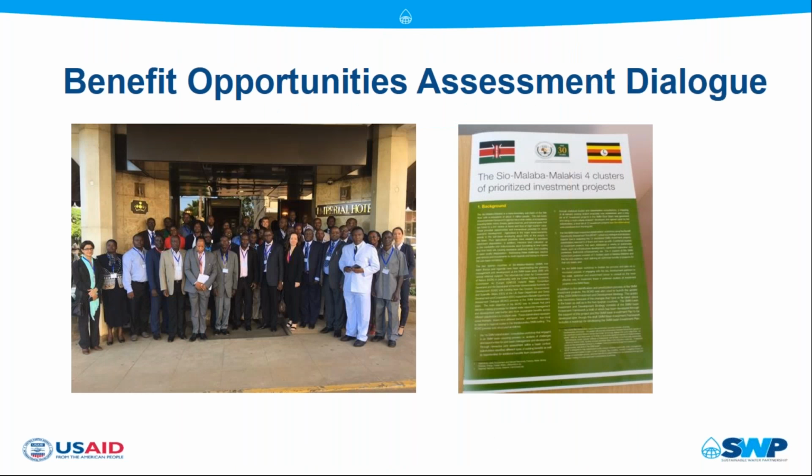We actually joined working in this basin in around 2017, so 3 years ago. And we decided to focus on activities in the basin around two main priorities. One was finalizing the legal and institutional framework for cooperation in the basin, which was still hanging there as a draft process, but also to update the 2008 Sio-Malaba-Malakisi investment strategy and to facilitate a process to prioritize investment projects between the states, as requested by both the government of Kenya and the government of Uganda.